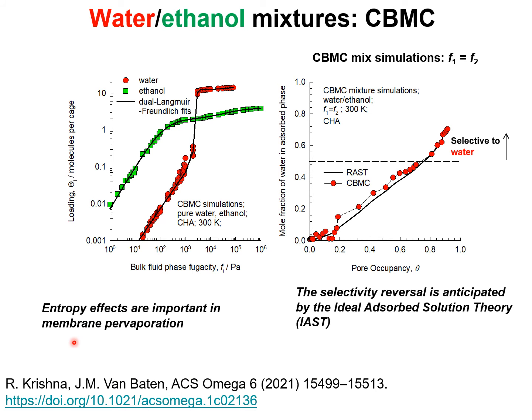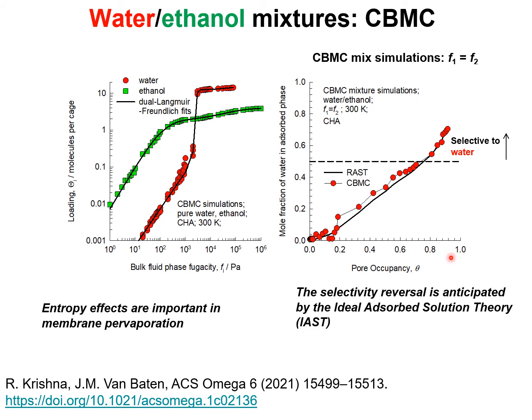Zeolites such as Chabasite, DDR, and 4A zeolites are used for separating water-ethanol mixtures by pervaporation. Let's consider mixture adsorption of water-ethanol in Chabasite. Here are the unary isotherms for water, red circles, and ethanol, green squares. We note that the saturation capacity of water is approximately 16 molecules per kg, and for ethanol it's 4 molecules per kg.